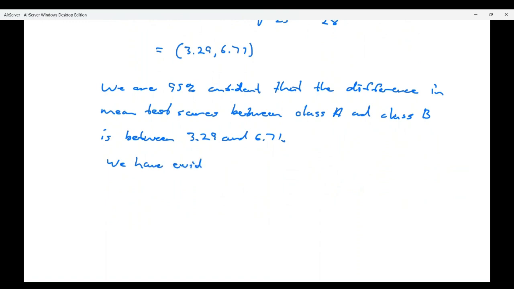that Class A scored higher than Class B. Or that Class A did better than Class B, or however you want to say that. But we have evidence that A outperformed B because that difference is in fact positive. We're 95% confident that A outscored B on average somewhere between 3.29 and 6.71 points on that test.